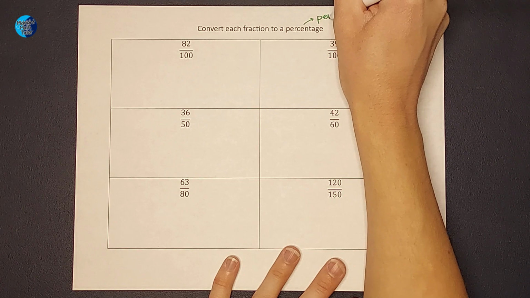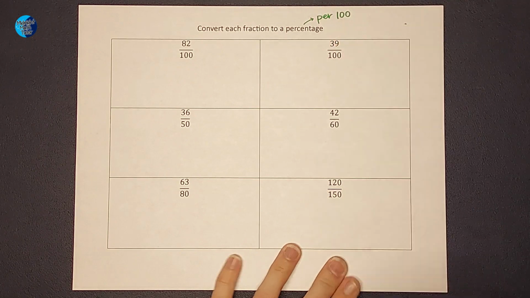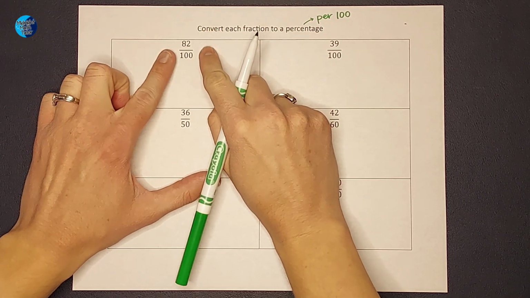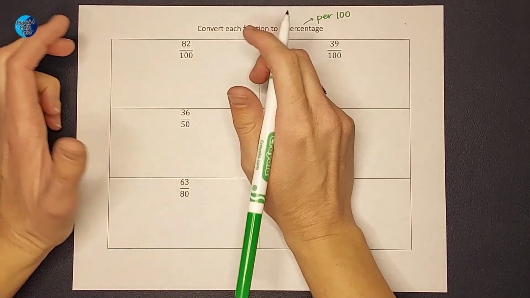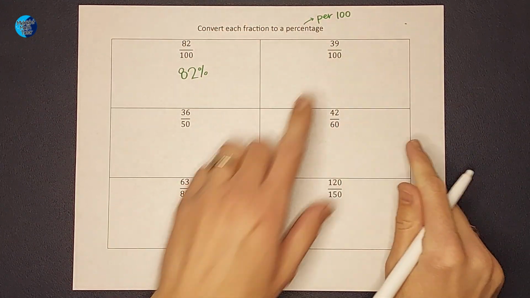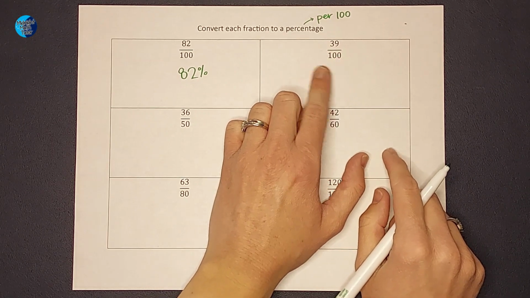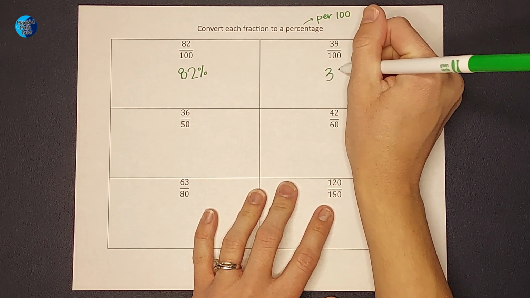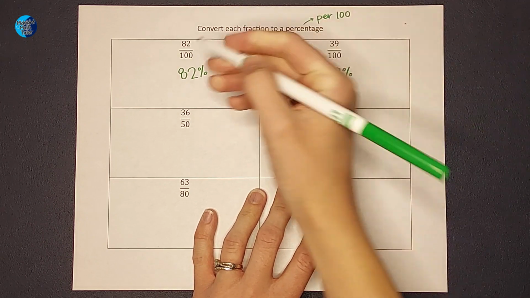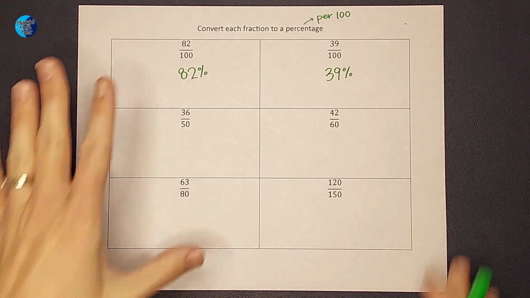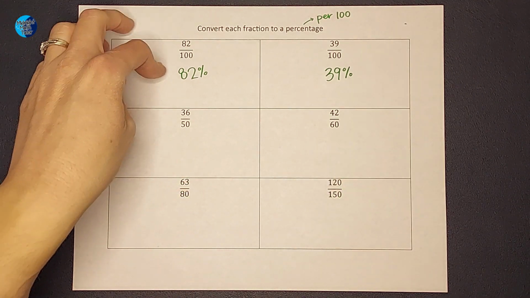Percentage means per 100. Okay, so on these ones where it's over 100, 82 per 100 is 82%. Now, 39 over 100, 39 per 100, is the same as 39%. So if you took a test, you got 82 right out of 100, you got 82%, right? Same with 39.